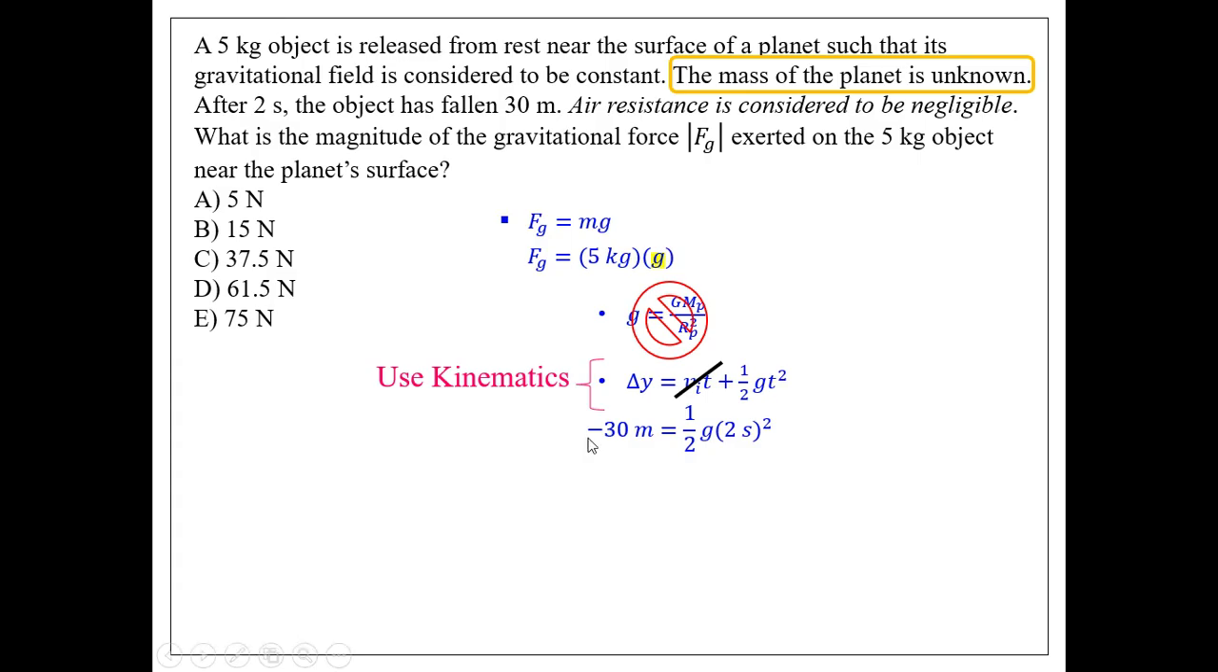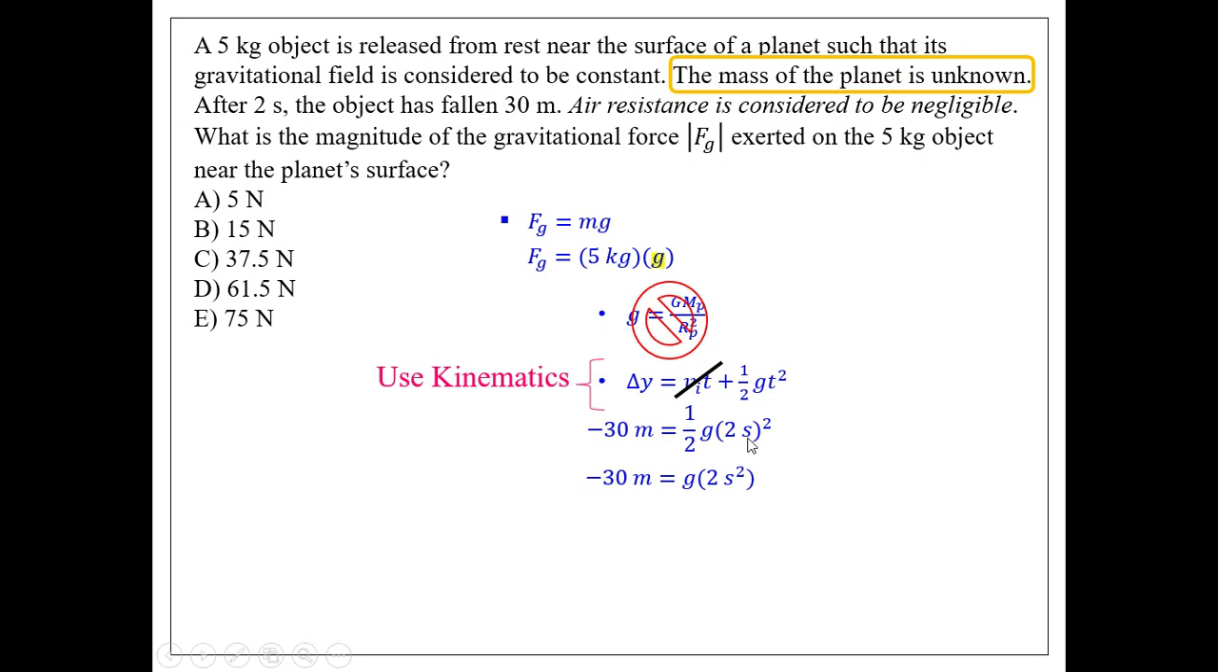So this is important. Don't get sloppy with your sign, okay? Delta y here is negative 30 because it's going below. It's being dropped. It's not being tossed up. Here, I just carry this 1/2 down. g is what I don't know. Well, how much time has elapsed? 2 seconds. And I square that because your displacement function calls for t to be squared.